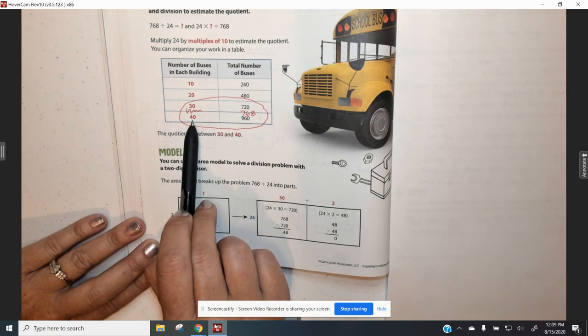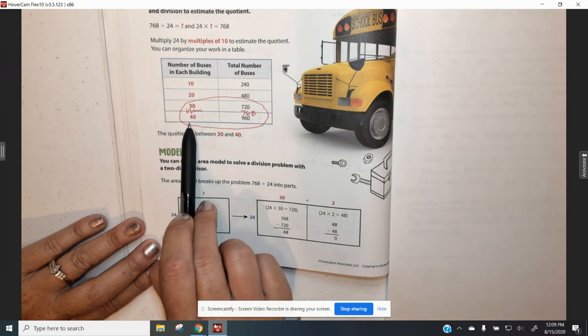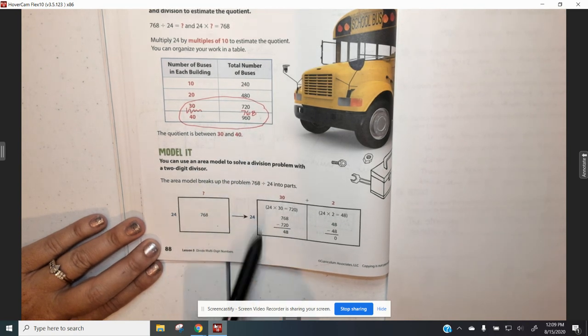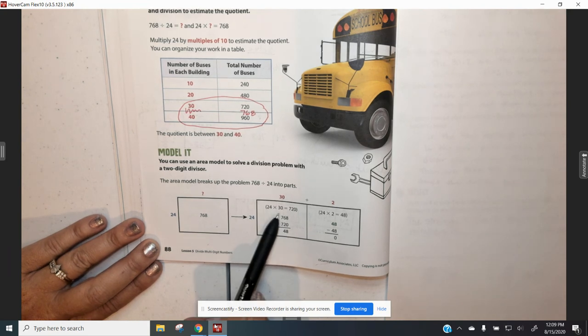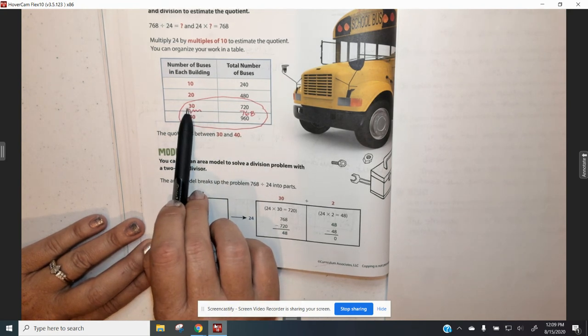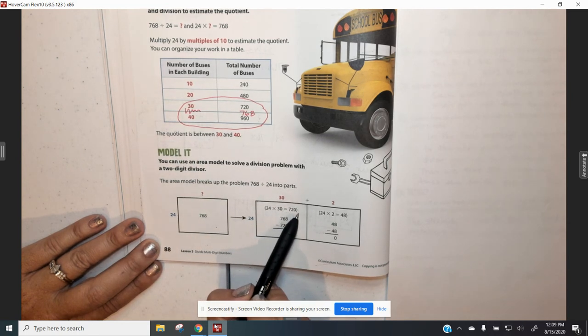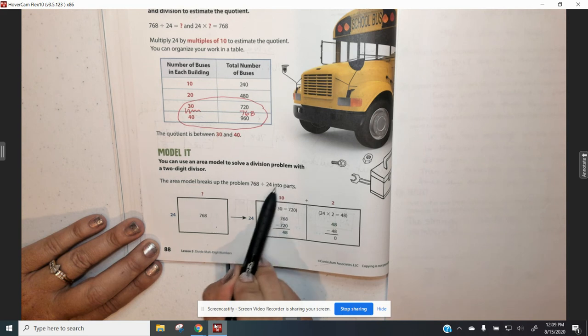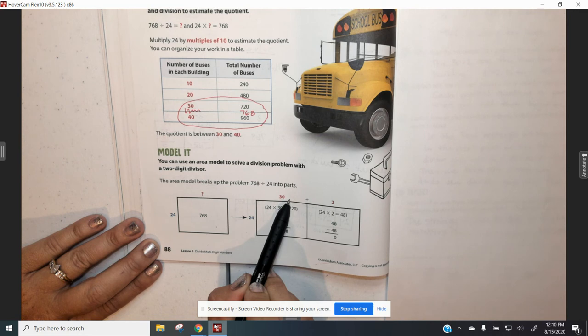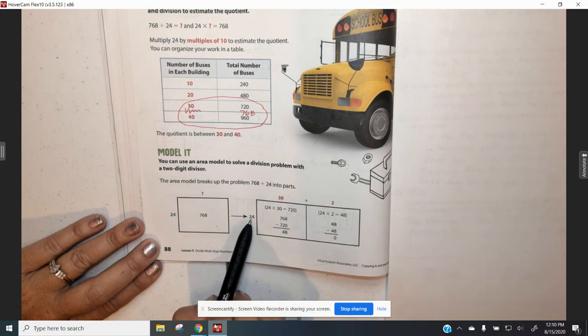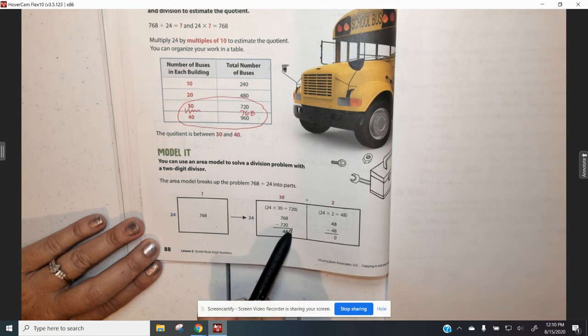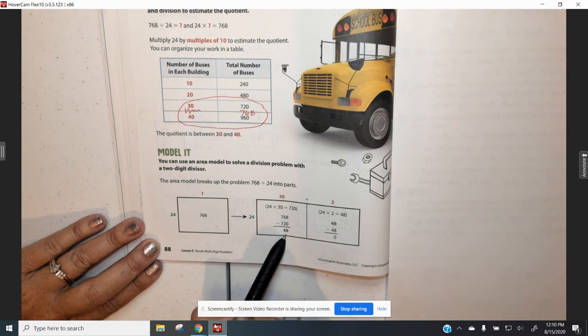And then 24 times 40 is 960. Oh, well, 40 is way too high because 960 is bigger than our dividend. So we know the most it can go in is 30 times. So 24 times 30 equals 720. We put our 30 up top as our first partial quotient. 30 times 24 is 720. We write the 720 underneath our dividend, and then we subtract to find our remainder.